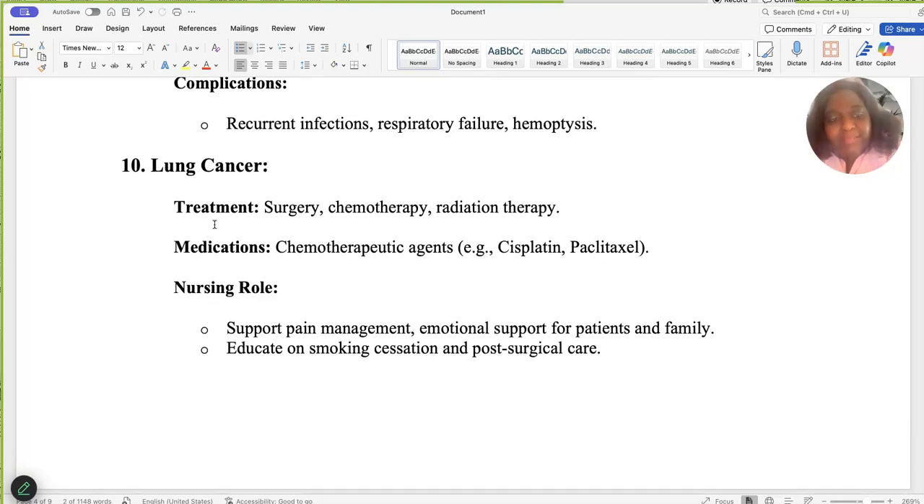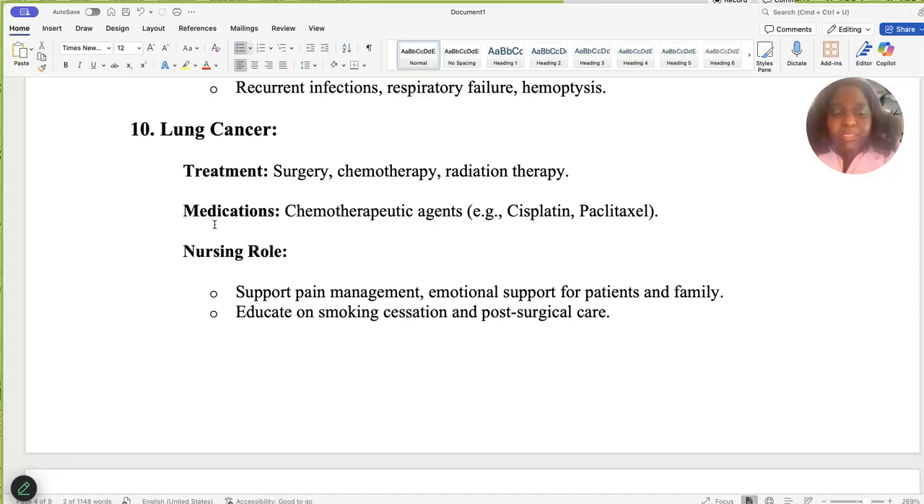So the 10th disorder we're going to talk about is lung cancer. Surgery, chemotherapy, and radiation are the best ways to intervene while it's still early or while things are manageable. Medications, chemotherapeutic agents like cisplatin and paclitaxel are other things we can do.